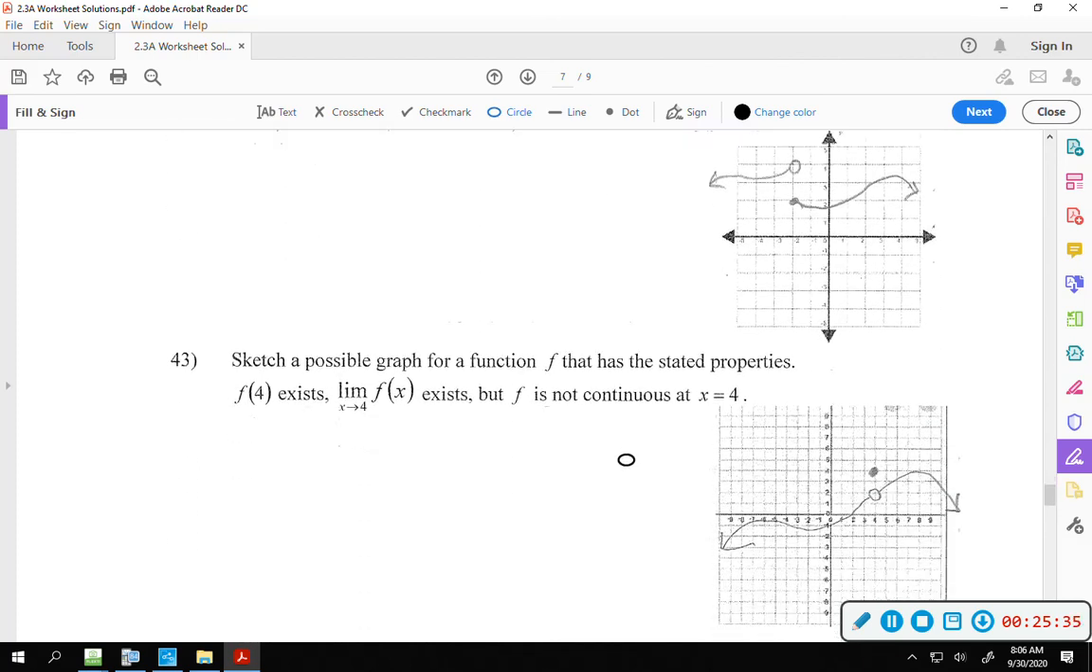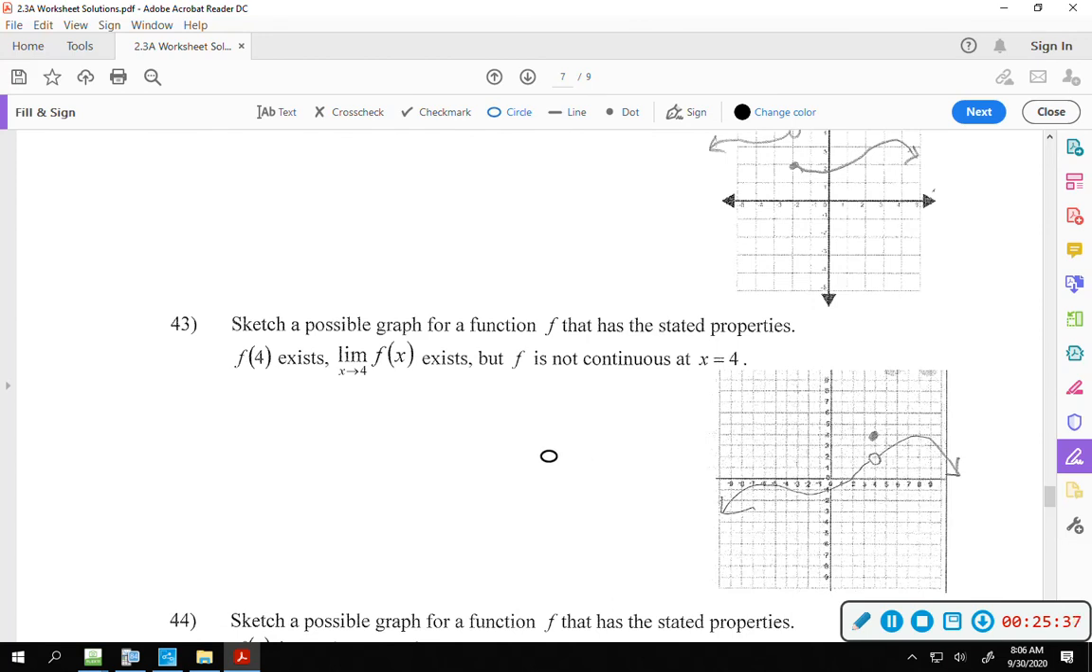43. Sketch a possible graph for the function stated here. f at 4 exists. The limit as x approaches 4 exists, but f is not continuous. If the limit exists, the only thing that we can have is a removable discontinuity. So f at 4 exists. I put a point somewhere. When x is 4, I put a point somewhere. I put it having a y value of 4, but it didn't have to be a y value of 4.